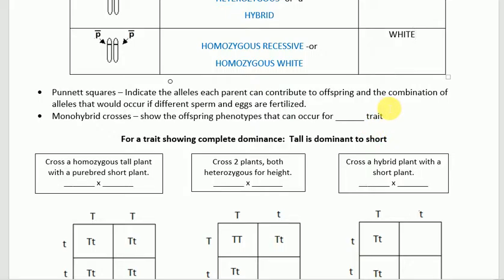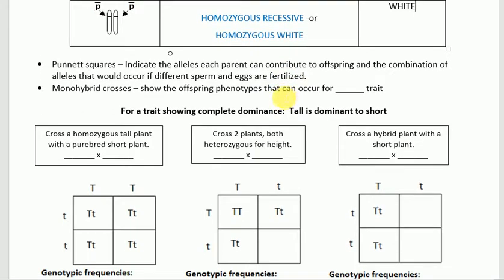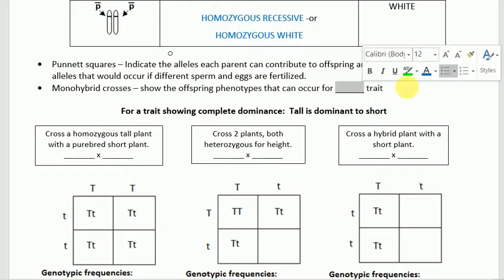So one of the tools that we use with these Mendel genetics and the crosses are called Punnett squares, which you're probably familiar with, hopefully. But Punnett squares are going to indicate the alleles each parent can contribute to the offspring and what those combinations of alleles would be. So we're going to look at a monohybrid cross, and this shows the offspring phenotypes that can occur for one trait.